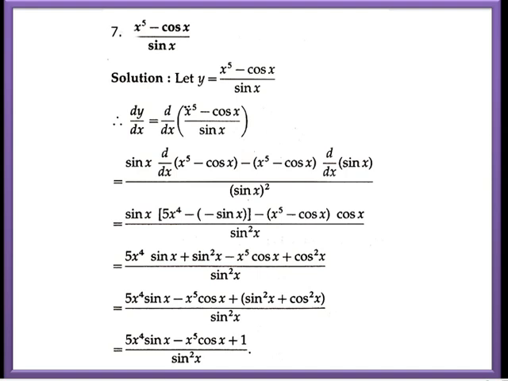Now this is the next one. Again quotient rule is used. Now this is simple because you have to use derivative of x raised to 5, which is 5x raised to 4. Derivative of cos x is minus sin x, and derivative of sin x is nothing but cos x. So this is the final answer. Here you get sin square x plus cos square x, which is nothing but 1.